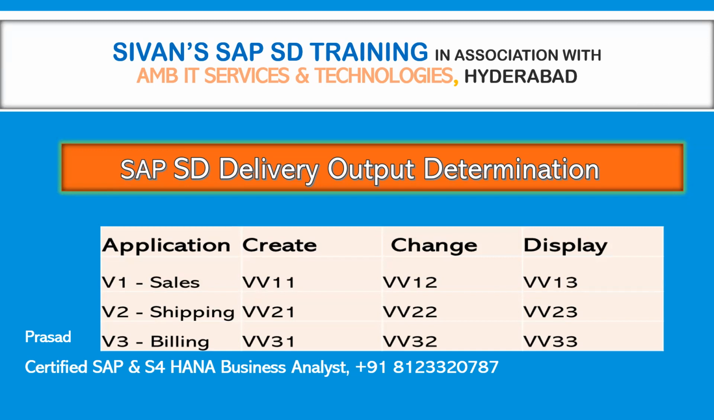And already we have seen them in the sales output determination. In a similar way, we are going to see the delivery output determination in the application shipping. We know that application V1 stands for sales, V2 stands for shipping, and V3 stands for billing. And to create the output condition records for sales, it is VV11, change VV12, and VV13 is the display.